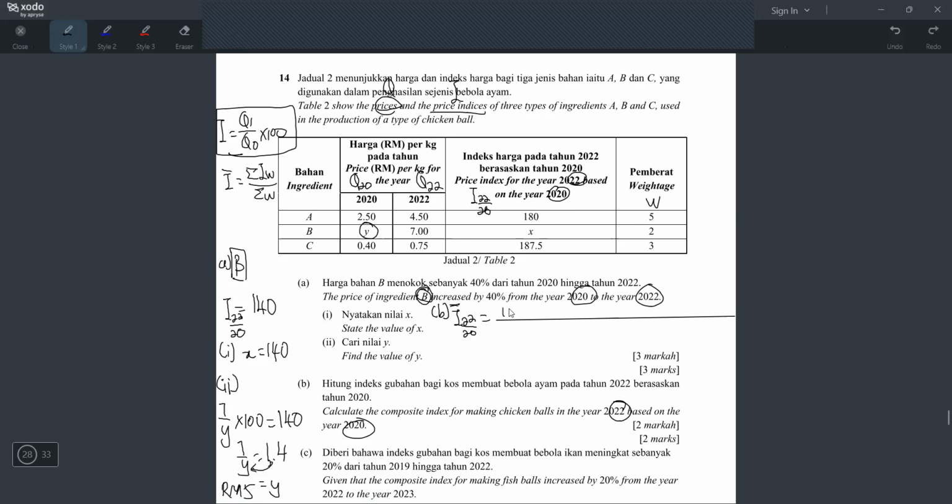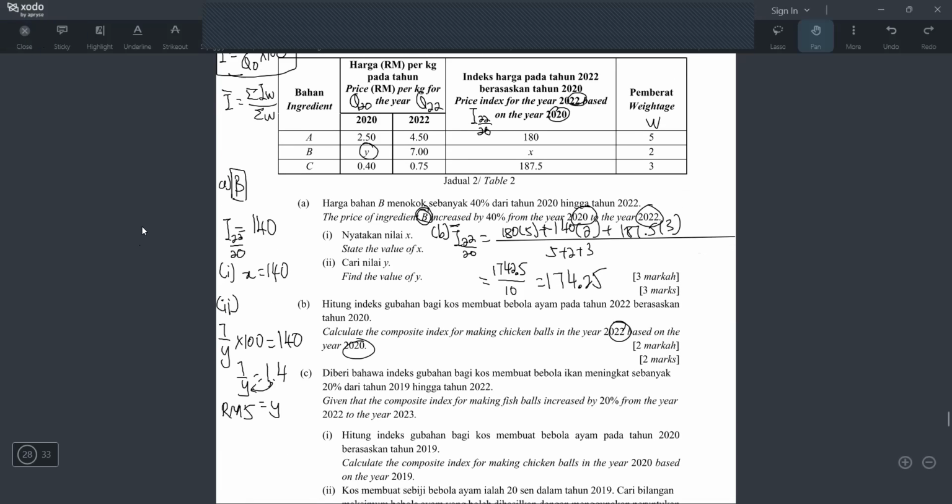So 180 times 5, write it down, plus with X, which is 140, times with 2, and then plus with the next one, 187.5 times 3. Divide total weightage, 5 plus 2 plus 3, which is 10. And then the top one, I can use calculator. 180 times 5 plus 140 times 2 plus 187.5 times 3. So I got 1742.5. Divide 10, 174.25. So the answer I get here is 174.25. All right, that's how you do part B. Very easy. Now let's do part C.